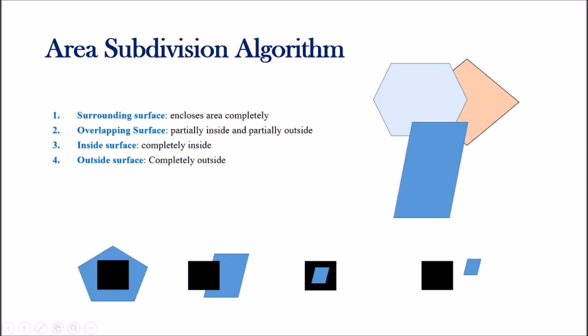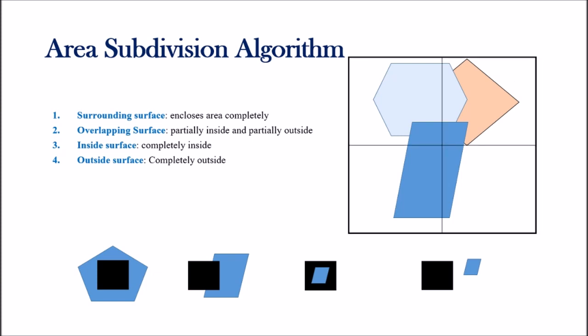Now here I will explain the area subdivision algorithm. Suppose those are the surfaces, S1, S2, S3, 3 surfaces, and you want to find which is hidden and which is visible based on the area subdivision algorithm. So how can you do this? First of all, the complete viewing area is divided into 4 equal rectangles.